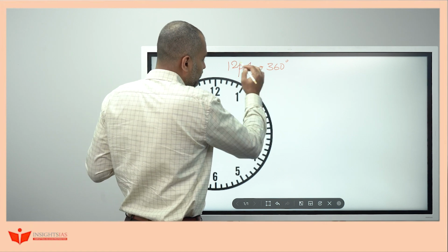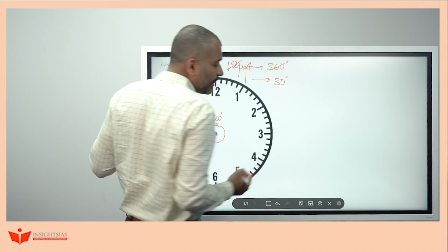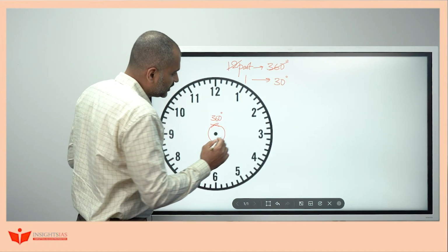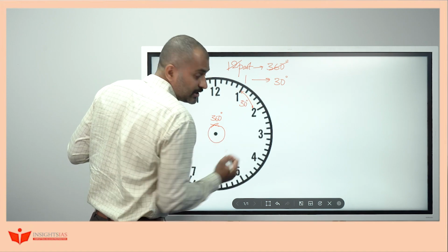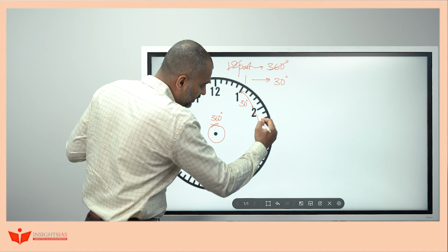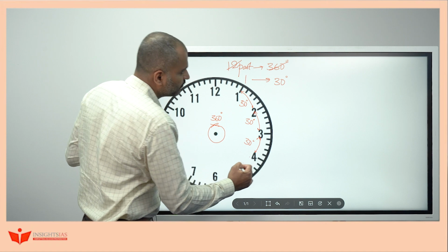If 12 parts is 360 degrees, one part is nothing but 30 degrees, isn't it? 30 degrees means from here to here, the angle made is 30 degrees. From here to here, it is 30 degrees. From here to here, it is 30 degrees, and so on.